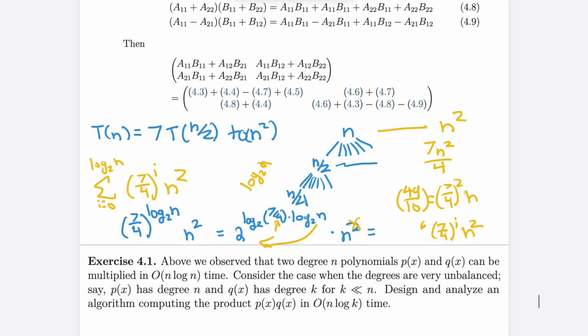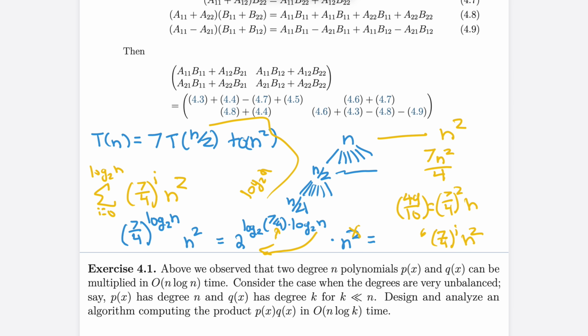So if we did this correctly, you'll get n to the log base 2 of 7. Whatever number that is, it's less than 3, right? Because log base 2 of 8 is 3. So we do better than n cubed. This is called Strassen's algorithm.